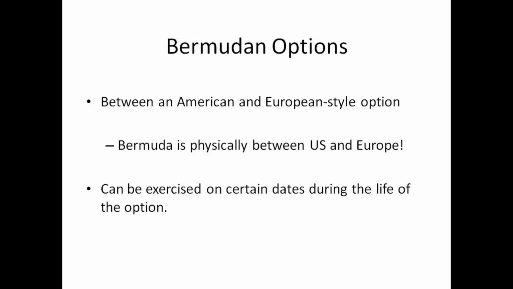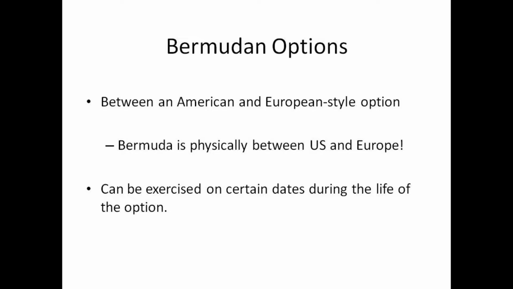Okay, so let's look at our first exotic option. And the first exotic option we have here is called a Bermudan option. And it is somewhere between an American and a European style option. So if we remember from, I guess it was class 2, a European option can only be exercised at maturity, and an American option can be exercised at any time before maturity. And so these are called Bermudan options simply because Bermuda is physically somewhere between the United States and Europe. And these options are something between an American and a European style option.